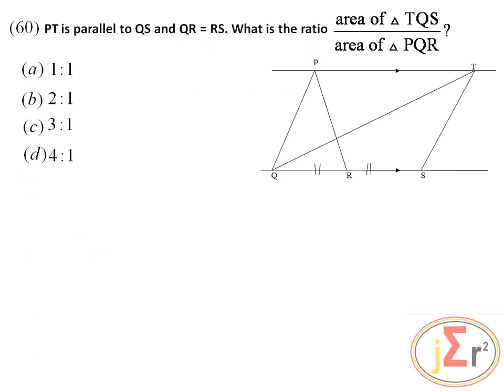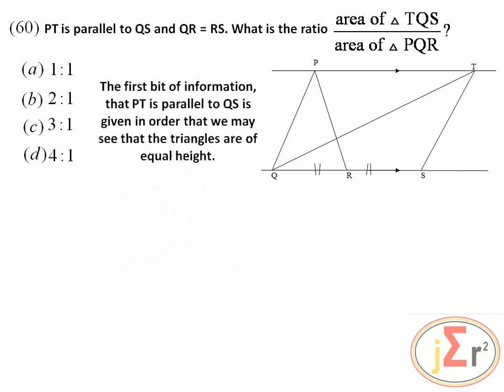PT is parallel to QS and QR is equal to RS. What is the ratio of the area of triangle TQS to the area of triangle PQR? The first bit of information, that PT is parallel to QS, is given in order that we may see that the triangles are of equal heights. So the triangles are of equal heights. And that is why it is said that this one is parallel to this one.